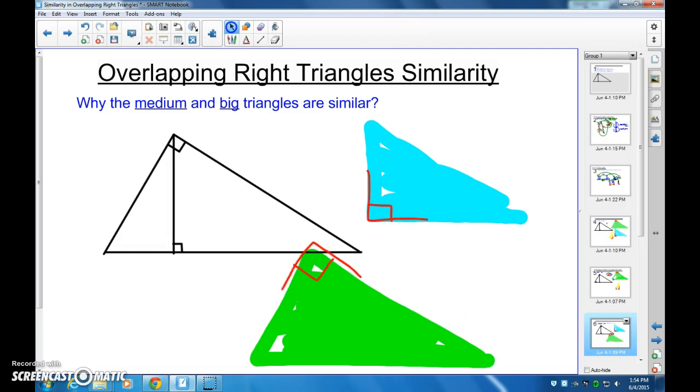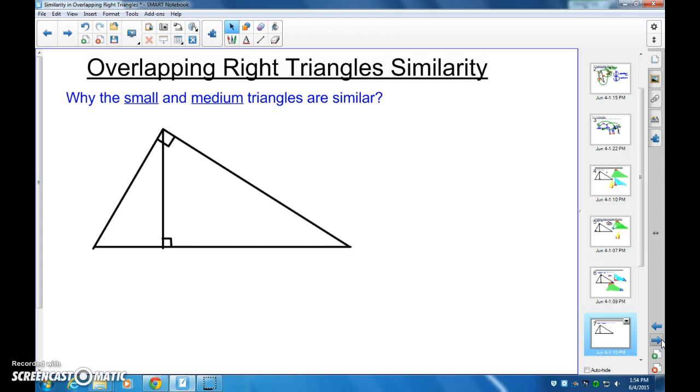And then notice both of them stemmed from the bottom right. This angle here is being represented right there, and it's being represented right there in your triangle. So you had an A where they are being shared. It was the same angle. And you had an A because you knew they were right angles because it was given. So now the medium and the big triangle are similar.